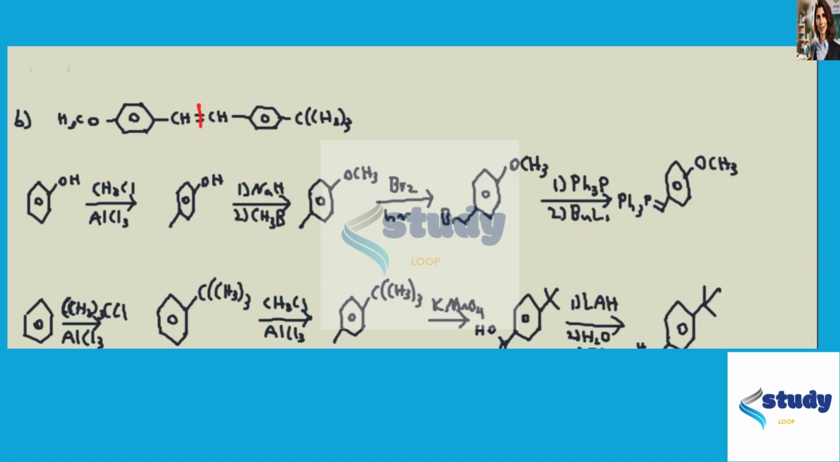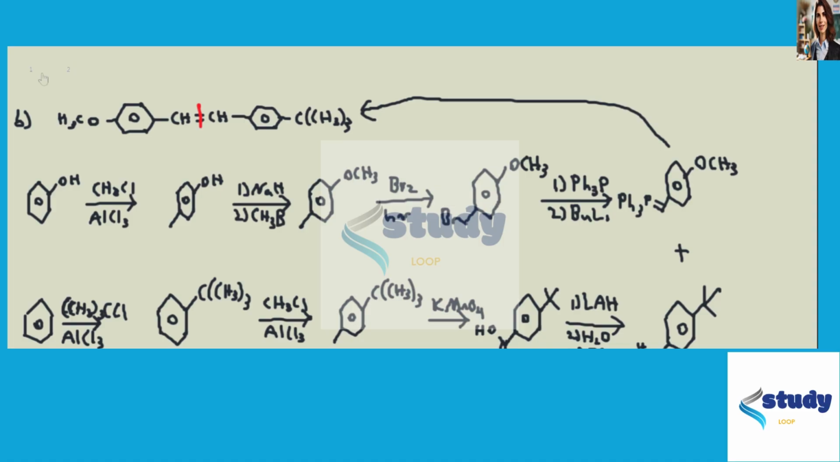And so obviously this is ready to react with the Wittig reagent that we made right above it. And so the product of that reaction is going to be our desired product, our final product here. And again, we would get E and Z isomers, but the problem doesn't specify whether it wants one or the other or both. So that's fine. Yeah, and so that's the answer to B.